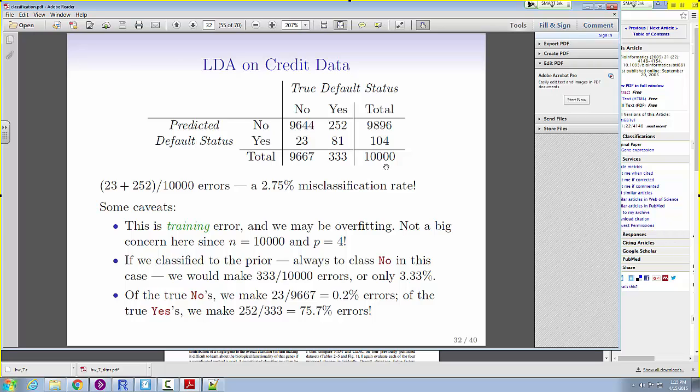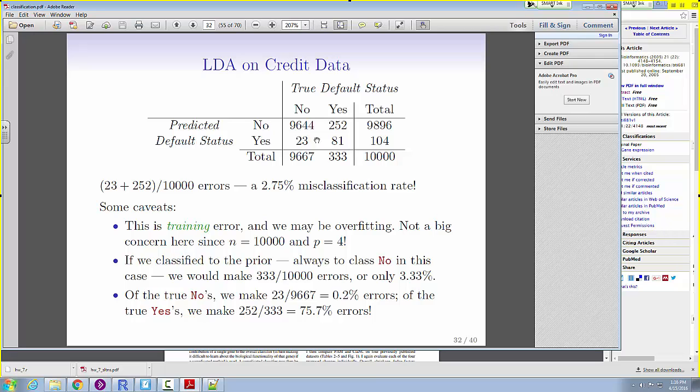If we were then to apply the model back to the training data, how did it fit the truth? Here are predicted values from applying our model, and here is the truth. How well did we do? We can see, for example, in this column labeled no, out of the 9,667 people who did not have cancer, we correctly classified 9,644, which means we misclassified 23. We told 23 people who didn't have cancer that they have cancer.